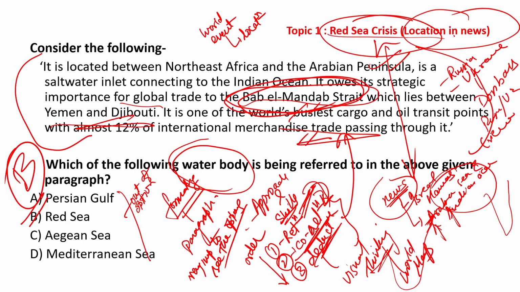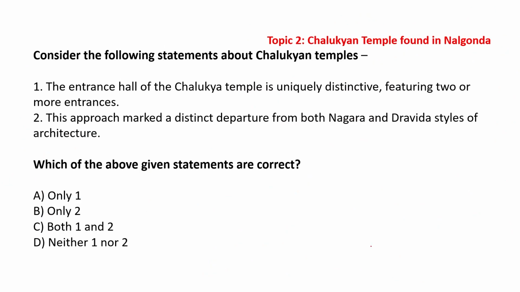Moving on to the next question. Consider the following statements regarding the Chalukyan temples. So recently, a Chalukyan style temple was found in Nalgonda.